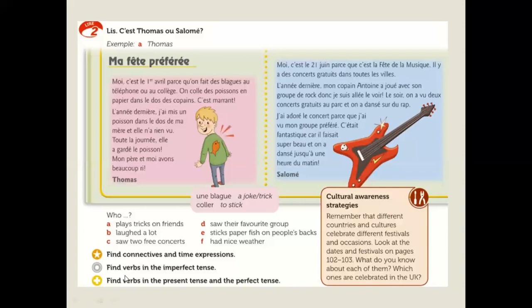Now, you had to find connectives and time expressions. So, in the first text, you had l'année dernière, last year. As a connective, you had parce que.